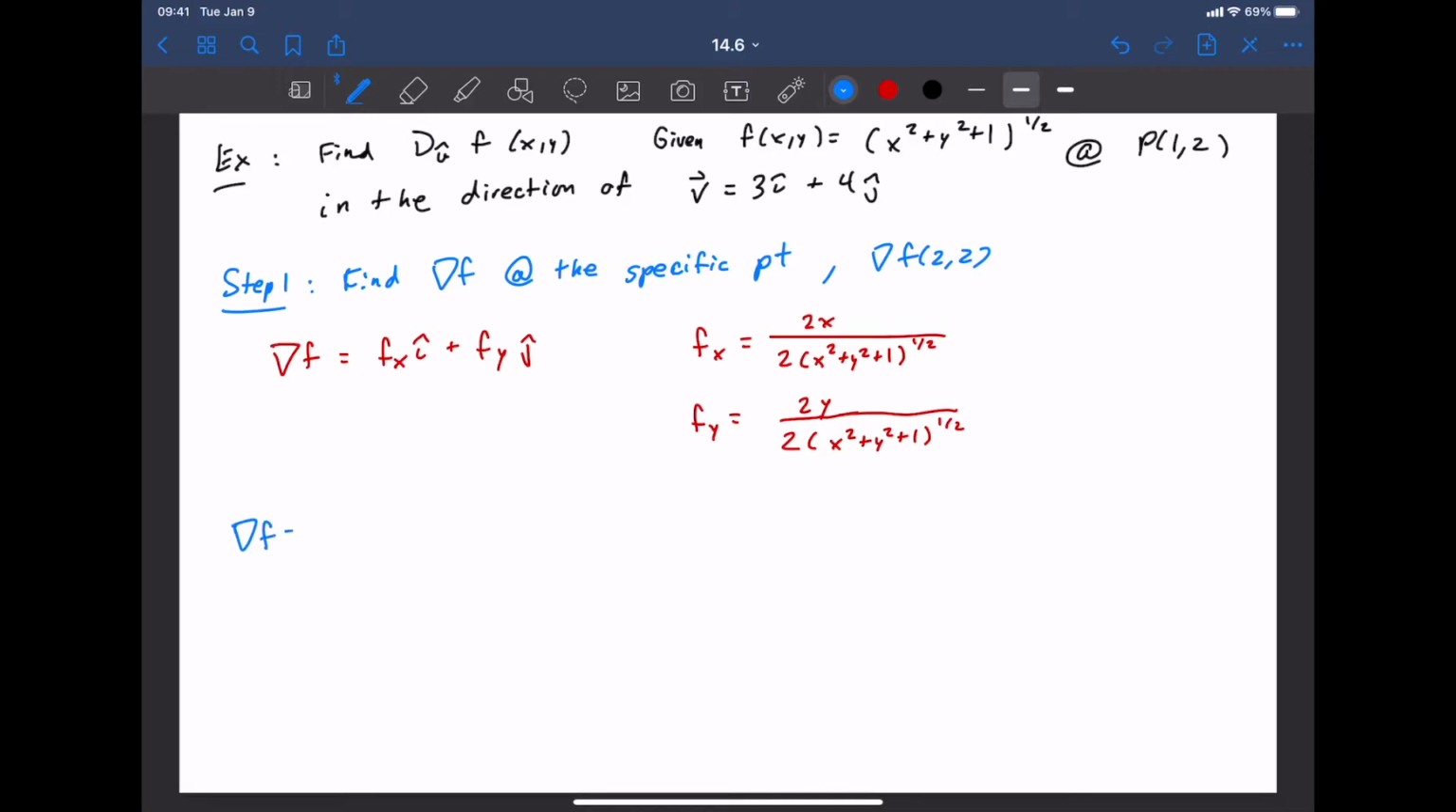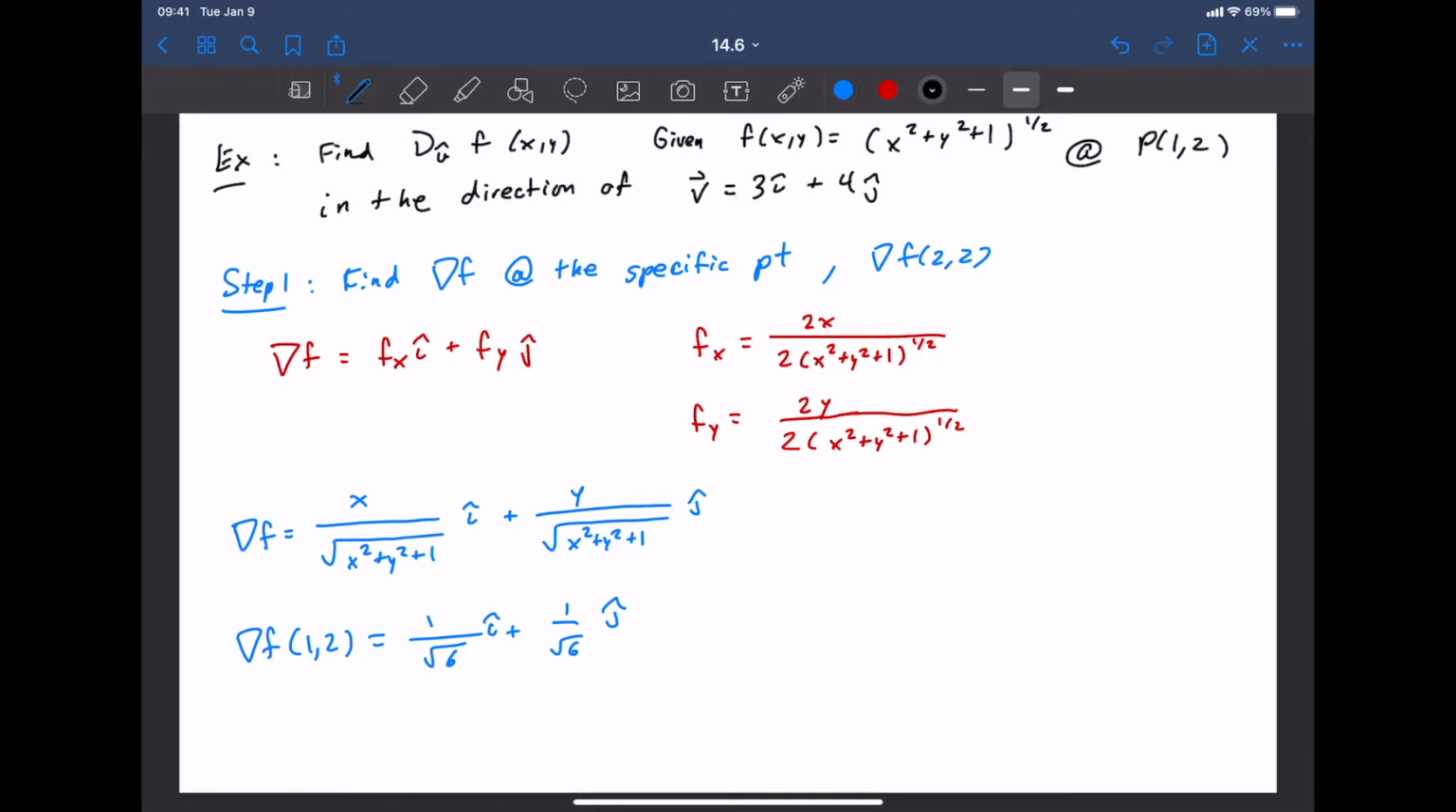So the gradient of f is going to be x over, can I write it with a square root? Will that freak anyone out? x squared plus y squared plus 1 in the i direction plus y over the square root of x squared plus y squared plus 1 in the j direction. And more to the point, the gradient at the point 1 comma 2 is 1 over root 6, root 6. Gross. Plus 1 over root 6. Sorry, i hat and then j hat.